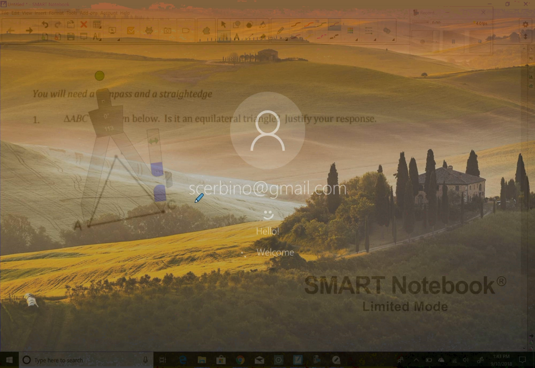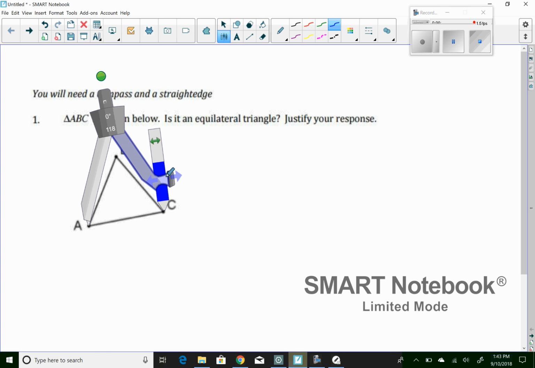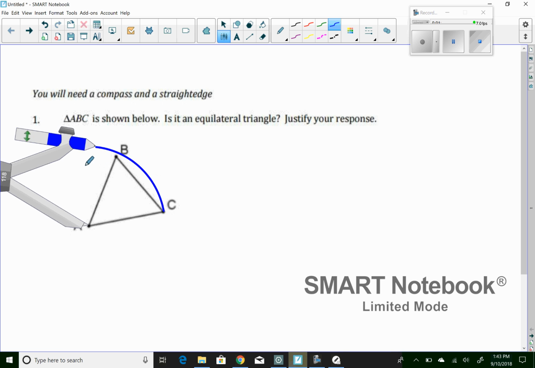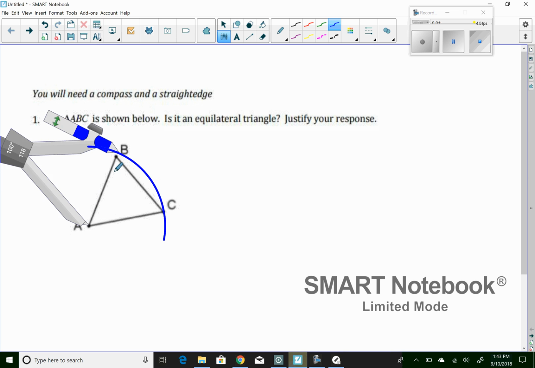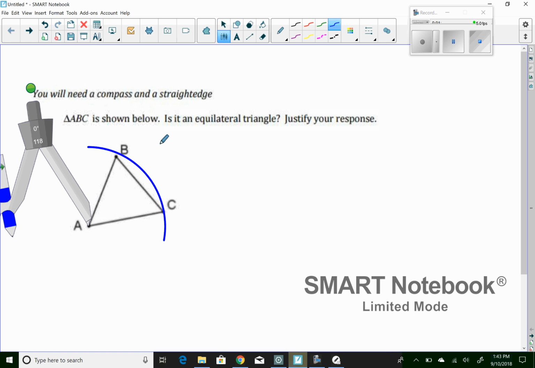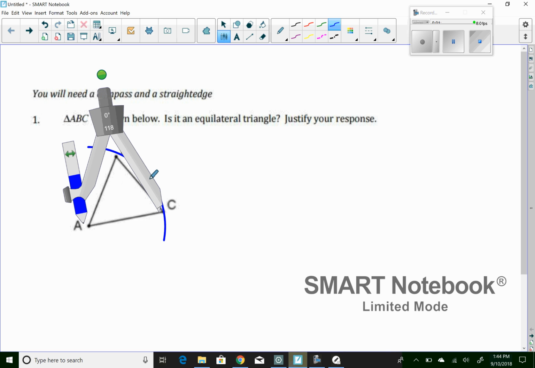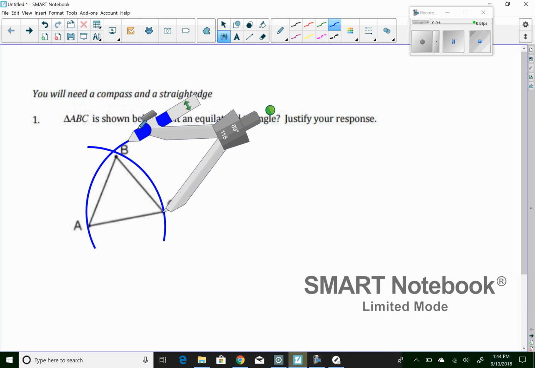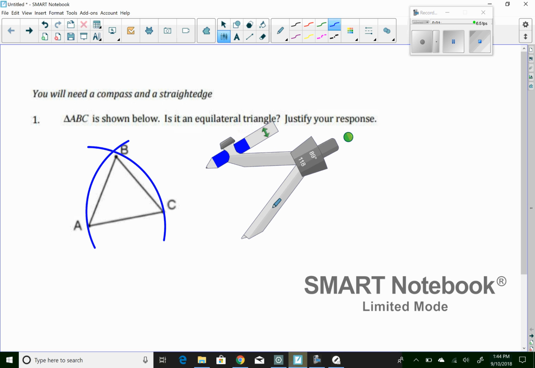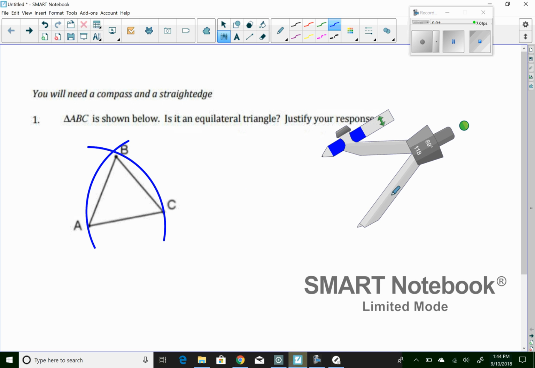So if I choose AC, I open this up to be the length of A to C, and I make an arc. That arc shows that that's the distance between A and C. Notice that's not the same distance between A and B. It's a little bit off. So if I go back and do the same thing from point C, we'll notice the intersection of my two arcs is not at point B. Because it's not at point B, what that's telling me is that point B is actually supposed to be here. So this is not an equilateral triangle.